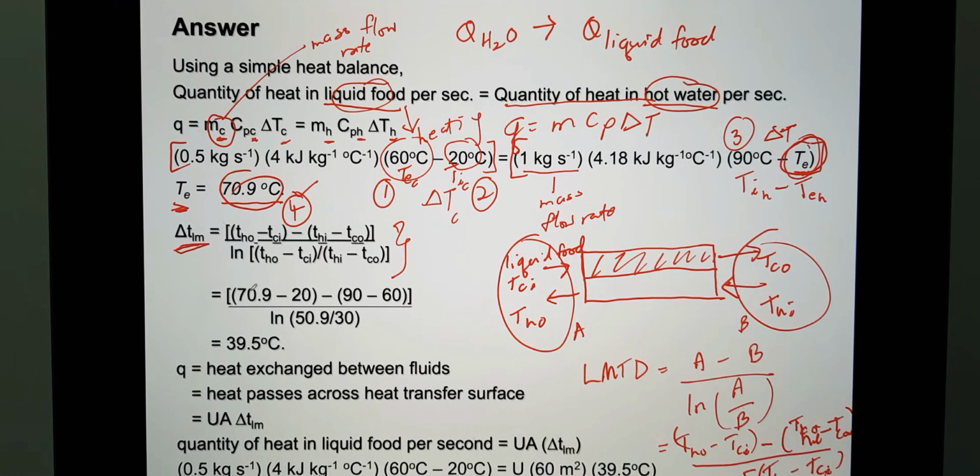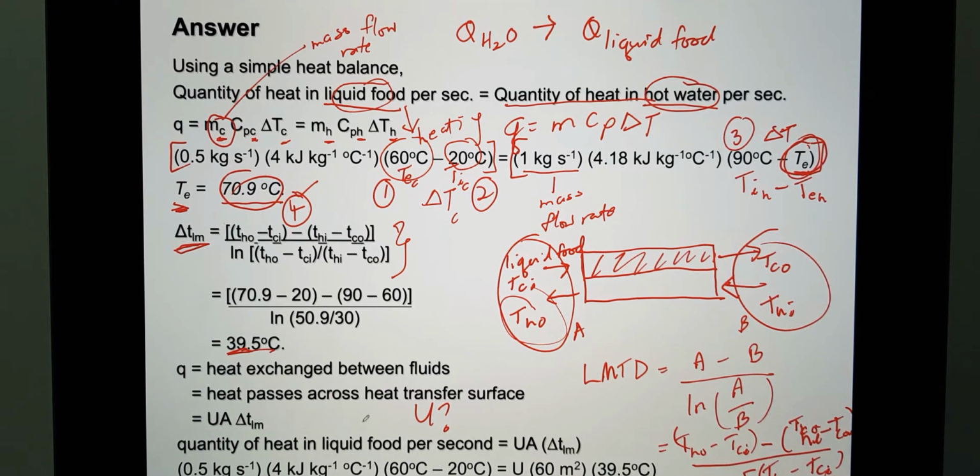So this particular TE of 70.9 belongs to the T exit, T exit for the hot water. Plug in all the values that we have calculated just now, and you should be able to get the value of LMTD at 39.5 degrees Celsius. This particular temperature will be used when you want to calculate Q equals UA LMTD. So for the third part, you need to calculate for the U.